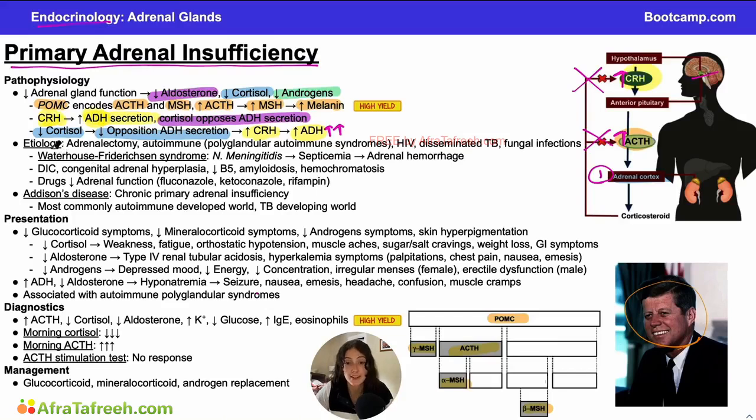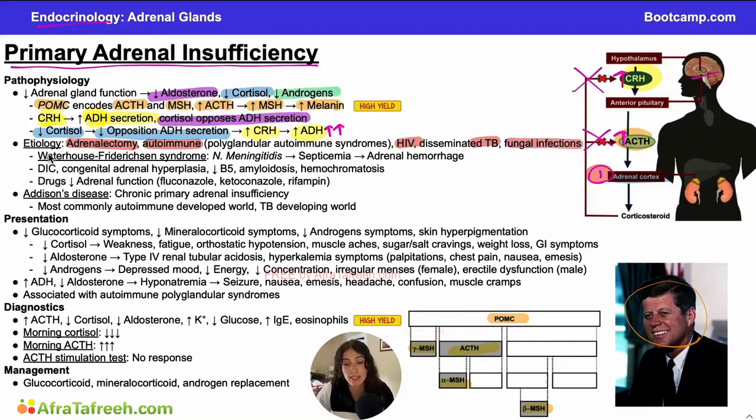Now, talking about the causes of primary adrenal insufficiency, there are many causes, but I basically like to think about it as anything that can hurt the adrenal cortex can cause primary adrenal insufficiency. So adrenalectomy, you completely remove the adrenal cortex. Autoimmune syndromes like polyglandular autoimmune syndromes, certainly if they are attacking the adrenal cortex, that can lead to adrenal insufficiency. Different infections that can affect the adrenal cortex, like HIV, disseminated TB, or fungal infections.